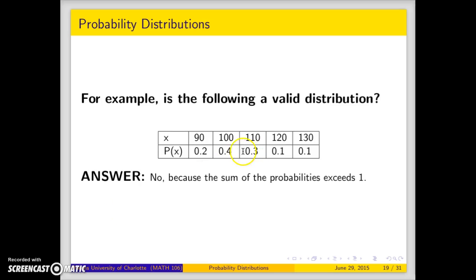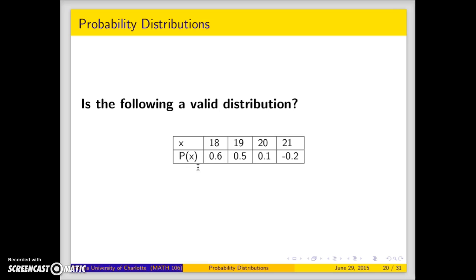Okay, so we know first all the values are numeric. All of the probabilities are between 0 and 1. So that's two requirements. And then the third requirement is that all of the probabilities must equal 1. So let's sum these up. 0.2 plus 0.4 is 0.6, 0.6 plus 0.3 is 0.9, 0.9 plus 0.1 is 1, plus 0.1 is 1.1. So it's not a probability distribution since it does not meet the second requirement.